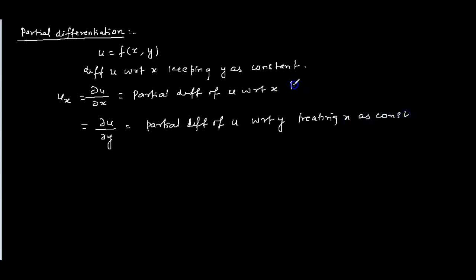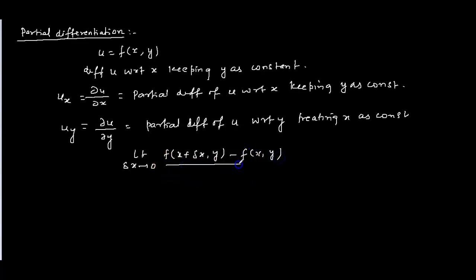So this is del u by del x, and this is del u by del y. Del u by del x is also the limit as del x tends to 0 of f of x plus del x comma y minus f of x y, divided by del x, which means here x is changing from x plus delta x to x. So the rate of change of x is what we are finding, that's why it is del u by del x, called u of x.